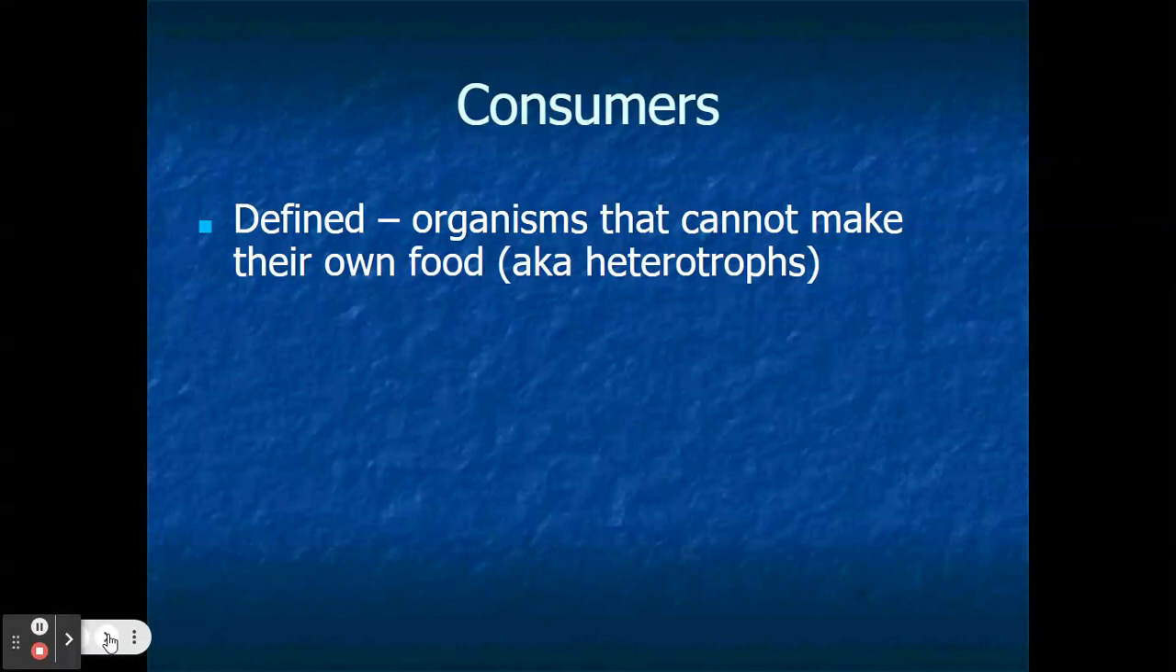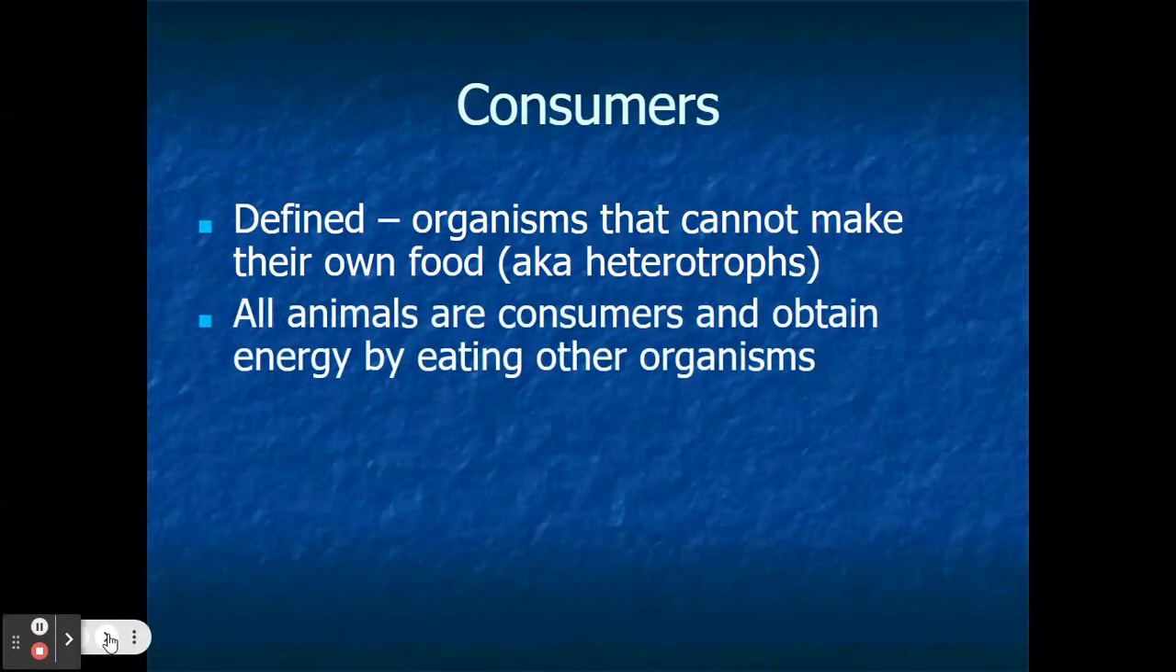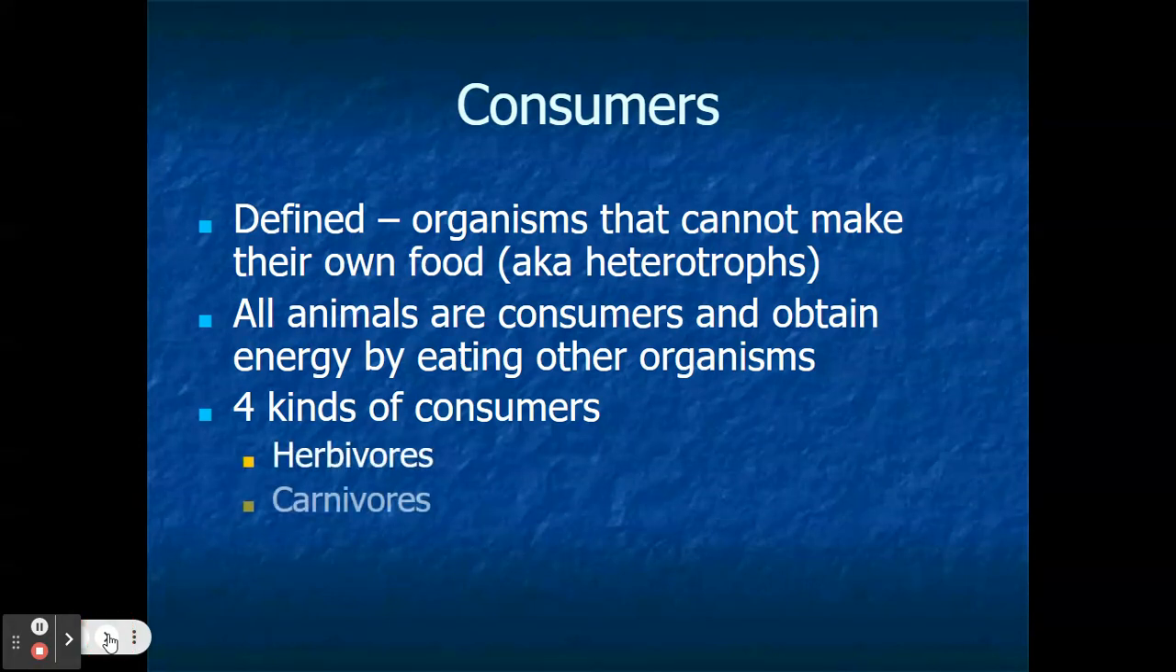So consumers are going to be organisms that cannot make their own food. In other words, we call them heterotrophs, meaning they have to get their food from other organisms. All animals are consumers, and we get energy by eating other organisms, whether that is plants or animals. We have four types of consumers. We have herbivores, carnivores, omnivores, and scavengers.